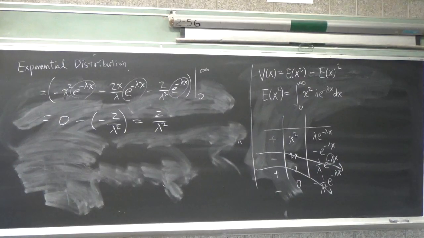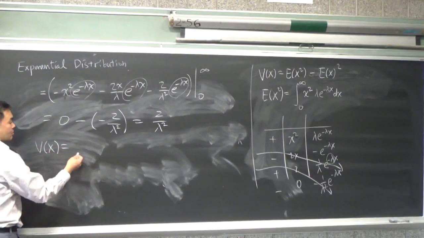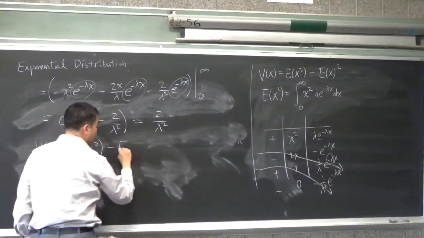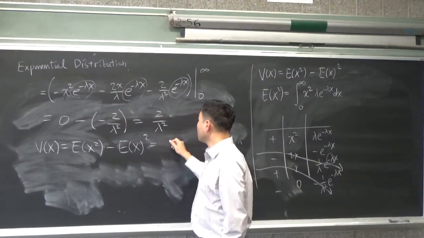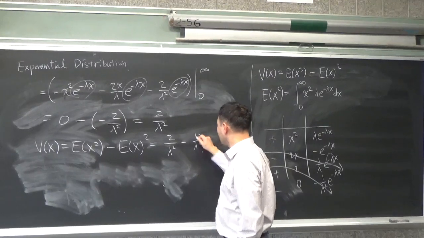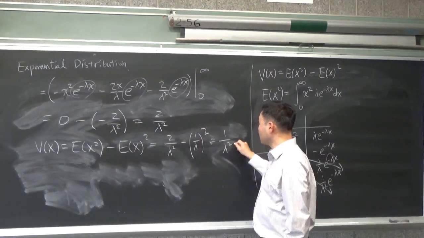But then we're looking for the variance. What's the variance? This is E of x squared, which we just computed, minus E of x, squared. We computed this a moment ago, right? That's 2 over lambda squared minus 1 over lambda squared, which is 1 over lambda squared. So that's the answer.